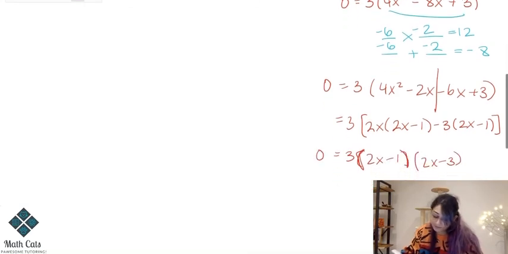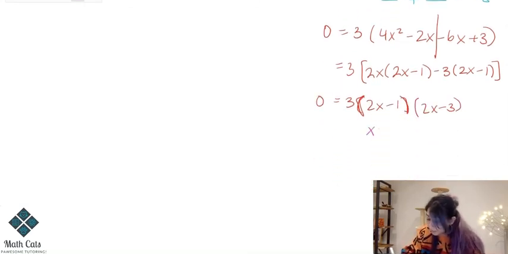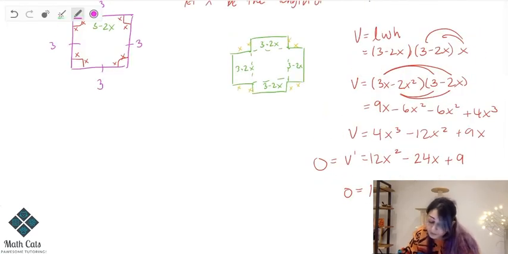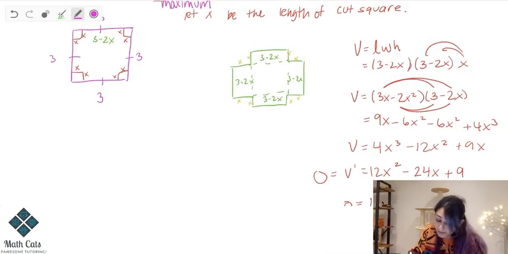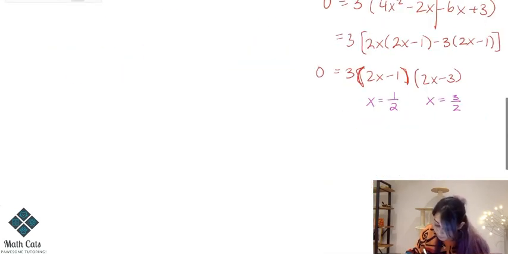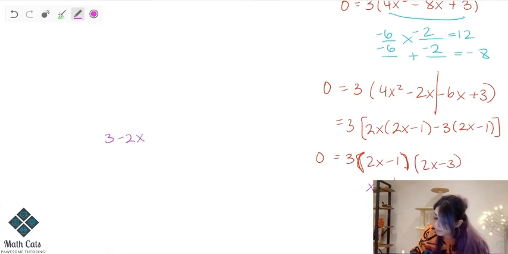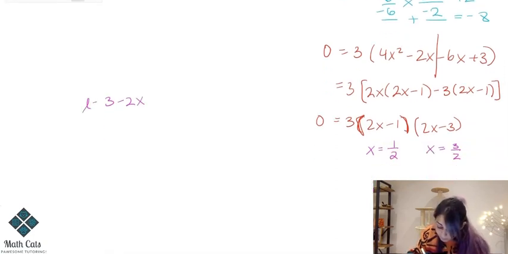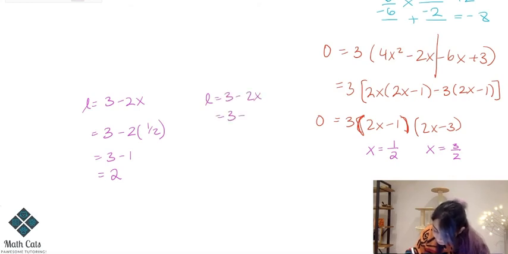Now we can give our answers. So give the zeros. Here x would equal positive 1 over 2, and here x would equal positive 3 over 2. Does that make sense? Right? Now it's a matter of which answer is correct. So keep in mind that your length was 3 minus 2x. So if I have 3 minus 2x, let's plug in half. Let's see what we get. 3 minus 2 times half, so that's 3 minus 1, which is 2.